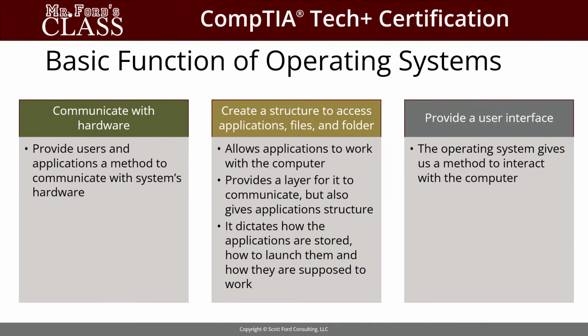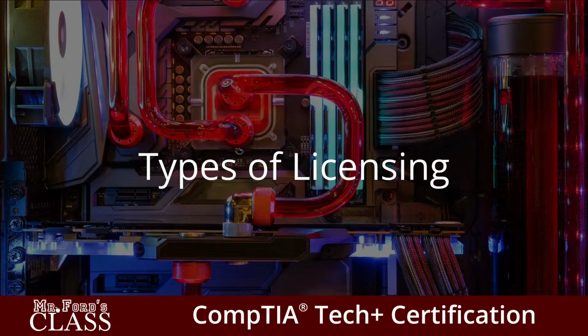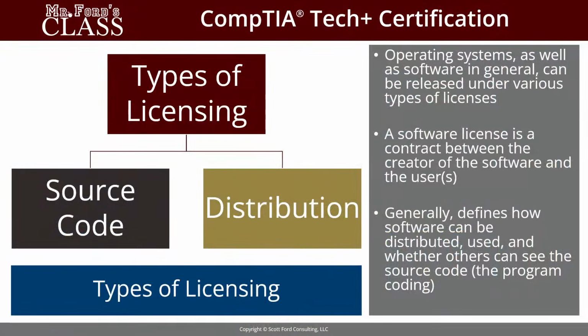in our look at the basic functions of operating systems. All right, let's hop over to licensing. So we have different types of licensing. The operating system, as well as software in general, can be released under various types of licenses. A software license is a contract between the creators of the software and the users. Generally, they define how the software can be distributed, used, and whether others can see the source code, i.e. the program's coding.